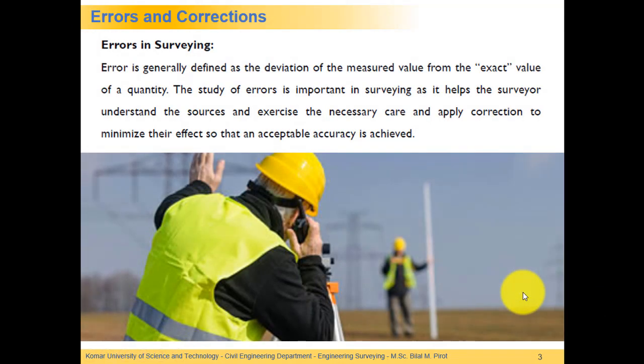First of all, what is error? Error is generally defined as the deviation of the measured value from the exact value of a quantity. For example, if we have a line, the line may be for 100 meters. When you measure this 100 meter line, you may measure 99.5. It means the measured value is different if compared to the exact value or the true value.